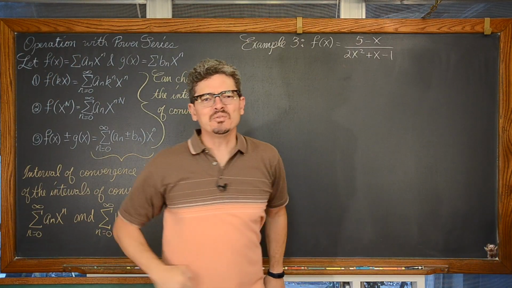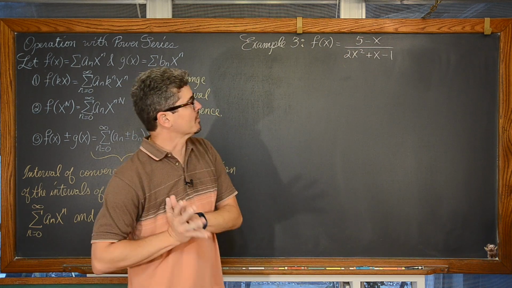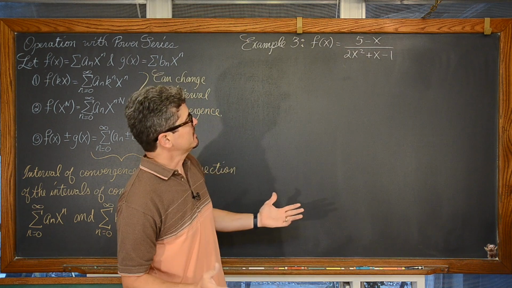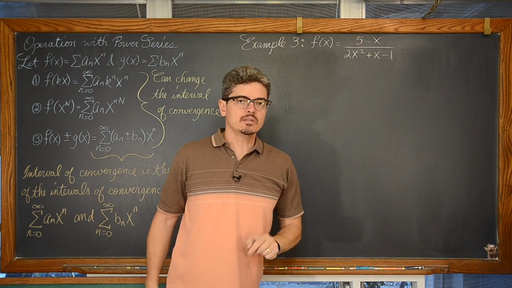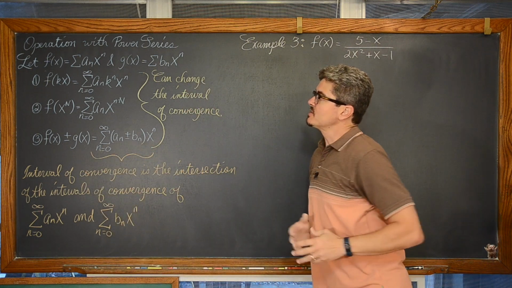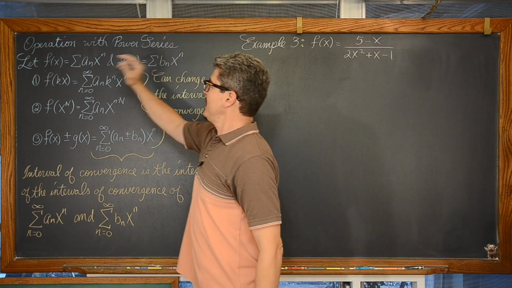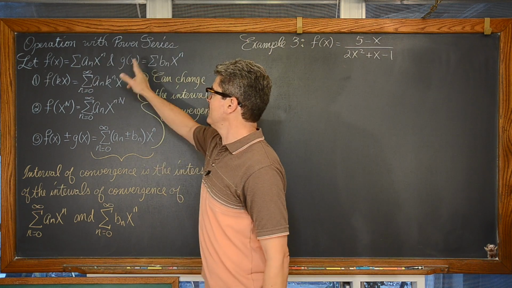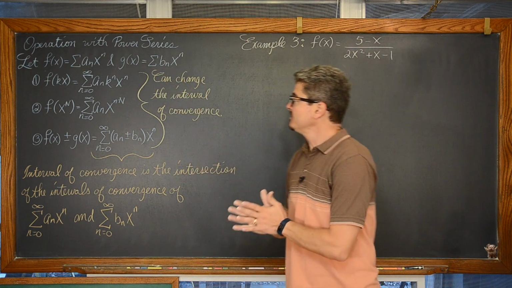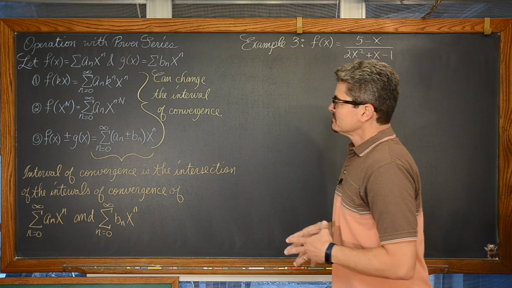Example number 3. f of x is equal to 5 minus x over 5x squared plus x minus 1. Stepping it up, we don't have just a constant in the numerator, so we need some more information. Operations with power series. Let f of x equal the series of a sub n times x to the n power, and g of x equal the summation, or the series, b sub n times x to the n power.